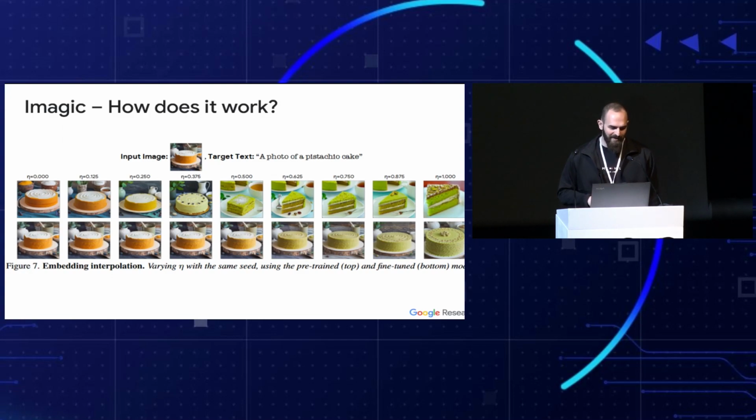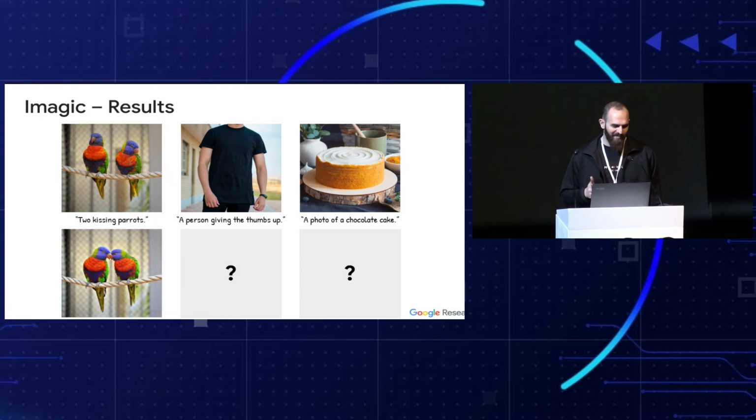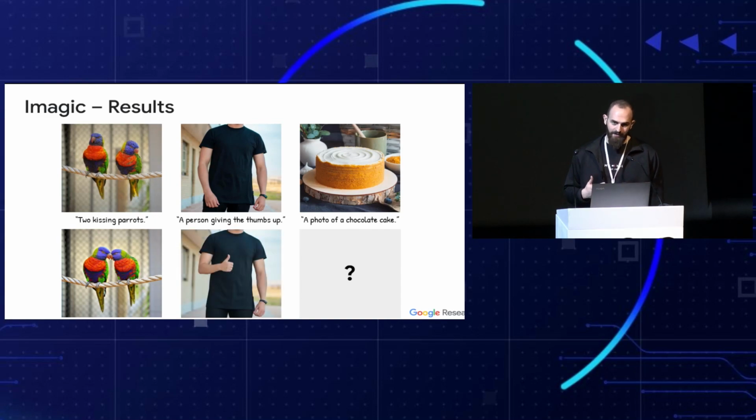Let's see some cool results. So if we want to make these two parrots kiss, we can. Notice how we preserve the identity of the parrots and also the background while still aligning with the text. We can have this person give us the thumbs up. Notice the complexity, the non-rigidity of these edits, which Imagic is actually the first to present such a method that can edit images in a way that move them in the image and preserve the overall content.